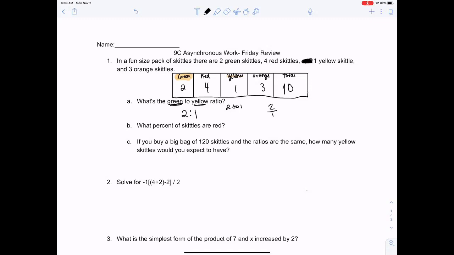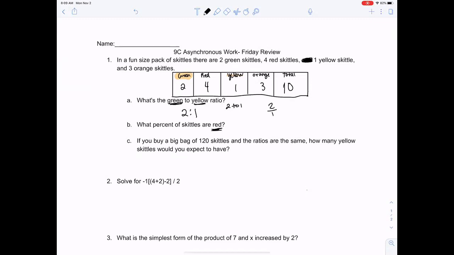What percent of Skittles are red? Well, we're being asked about red, so we care about the number 4. What other number or what other numbers and category is important? If we want to know the percent of the fun size pack that is red, it is the total. So whenever we want to find a percent, we are finding a piece of a whole. So 4 out of the total is our piece of the whole or a proportion that we want to make. Actually, this is a ratio that we want to make, 4 to 10.